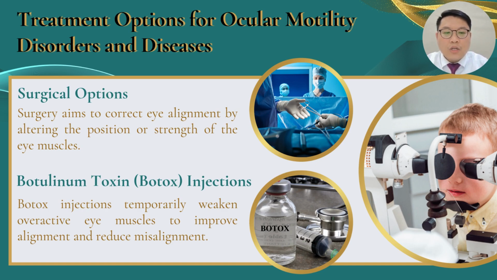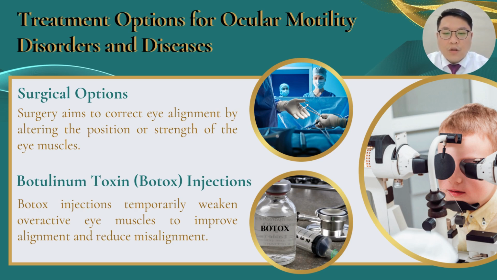The primary objective of surgery is to correct eye alignment by modifying the structure or function of the extraocular muscles. This is achieved through procedures such as muscle recession, resection, or transposition, depending on the specific nature of the disorder. By adjusting the strength or position of these muscles, surgery aims to restore balance, ocular motility, and binocular vision, and reduce symptoms such as diplopia.